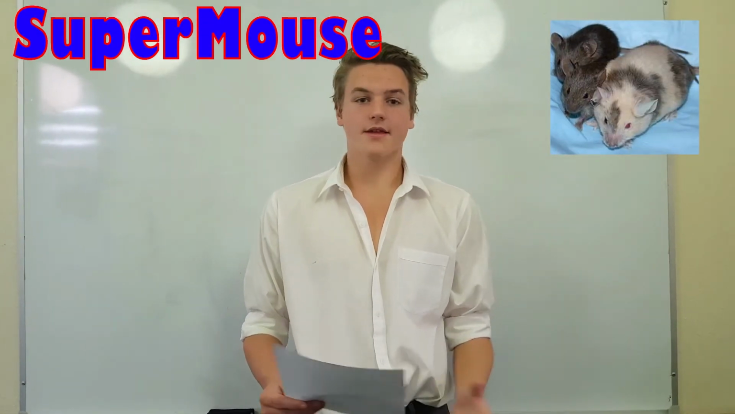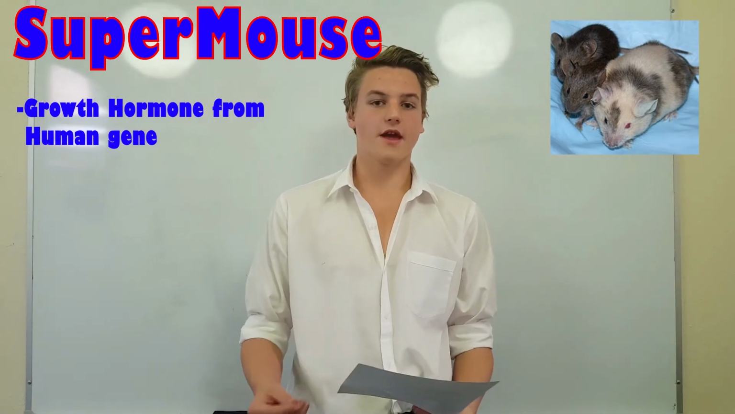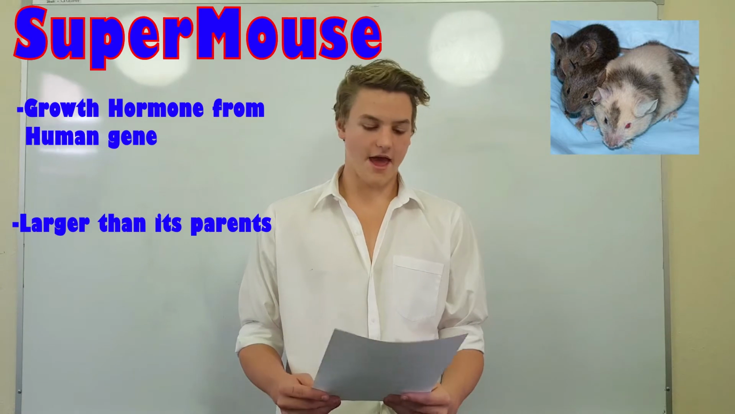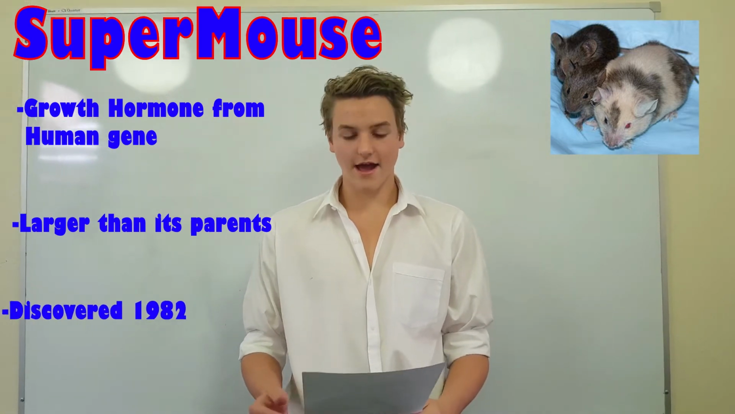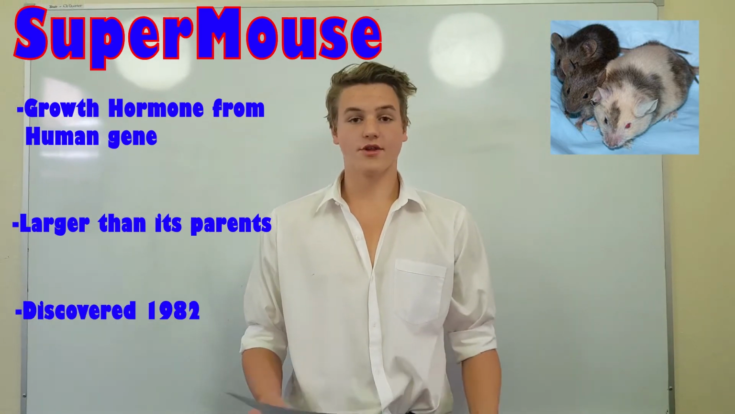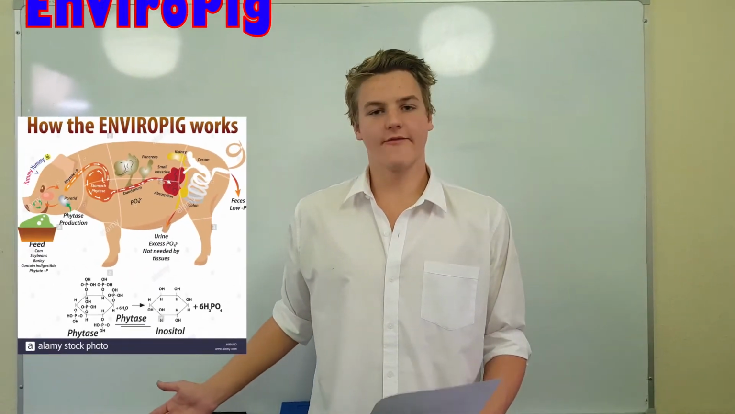Let's discuss some of the different types of transgenic organisms. The first transgenic animal is the supermouse. The supermouse is injected with the growth hormone gene of a human. The offspring is usually larger than its parents, and the discovery was made in 1982 by Ralph Brinster and Richard Palmiter.